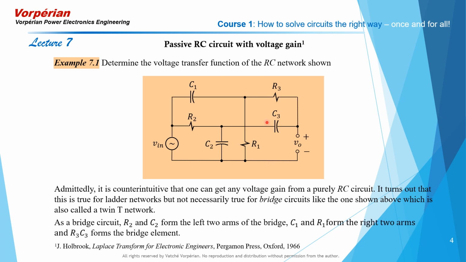Now Holbrook showed that for bridge-type circuits like this one here, and with the proper choice of the circuit elements, it is possible to have narrowband peaking in the voltage gain. Now to see that this is a bridge circuit, look at R2C2, which forms the left arm of the bridge, C1R1 that forms the right arm of the bridge, and R3C3 forms the bridge element.